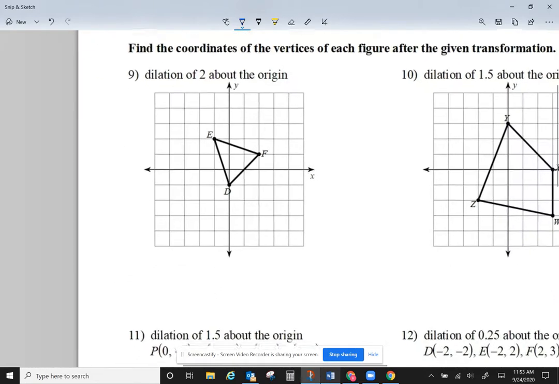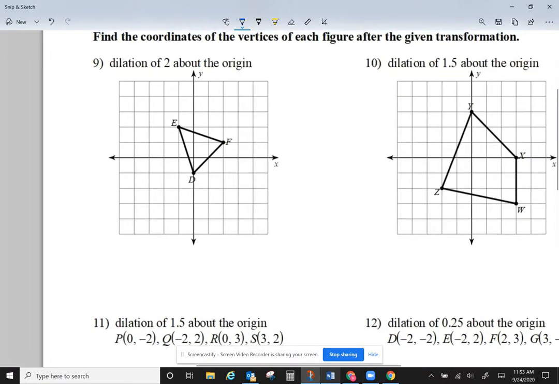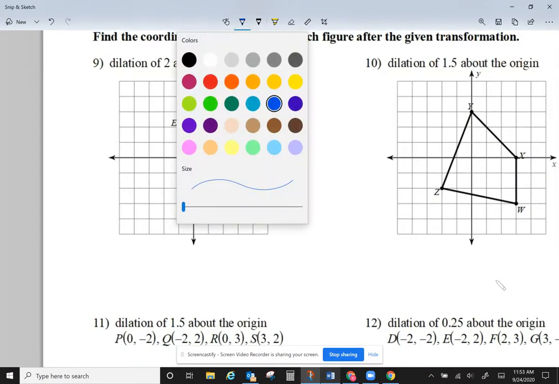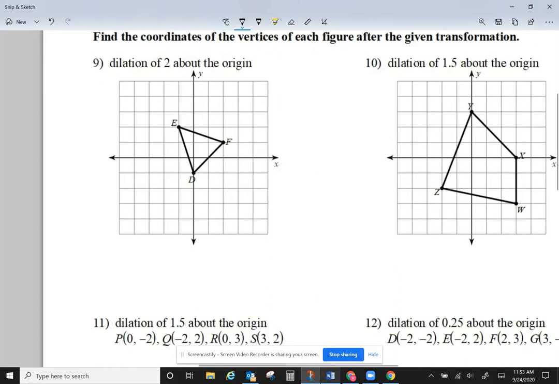Find the coordinates of the vertices. Let me get the coordinates as I have them. So the original points: if I look at point E, the coordinates of E are -1, 2. I'm getting the original points. If I look at F, the original points are 2, 1. And if I look at point D, my coordinates are 0, -1. Now, things are going to get either bigger or smaller.